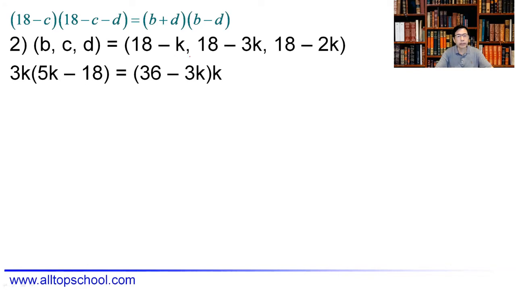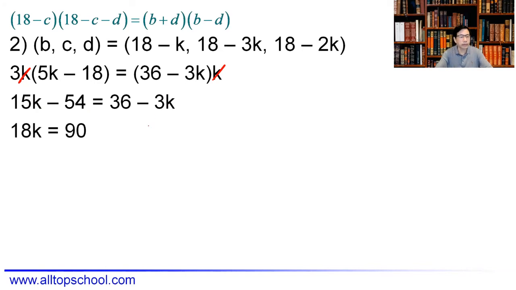36 minus 3K. When you subtract, that's going to be K. So we can also cross out this K. And we can even make this really simple: distribute it, 15K minus 54 equal to 36 minus 3K. So you can solve for this K value, equal to 5. That's certainly, we know the value of K is greater than or equal to 0 and less than 6. So this one works. Okay, that's the second one.